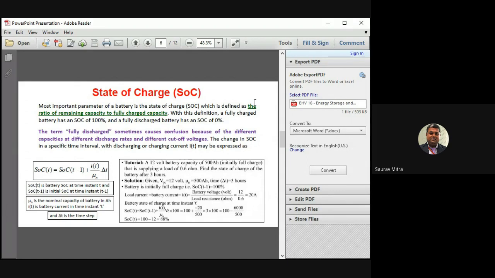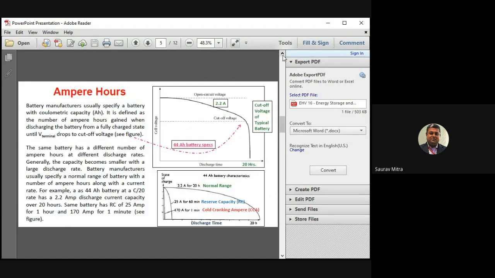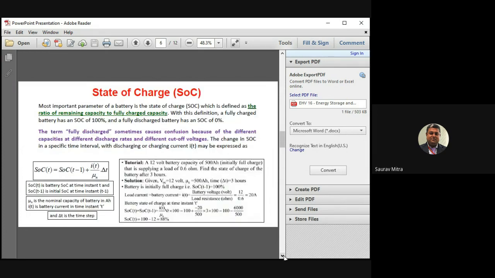If the discharge rate is very fast, like in the previous slide, 170 ampere per minute, in that case fully discharged will be something else. For reserve capacity, fully discharged is something else, and for normal range discharge capacity it will be something else. Right. So the SOC over a specific time interval, with discharging or charging current IT, can be expressed as follows. This is the SOC, that is the state of charge formula.